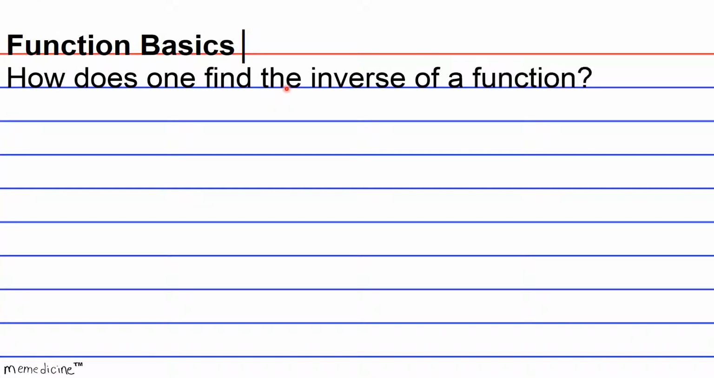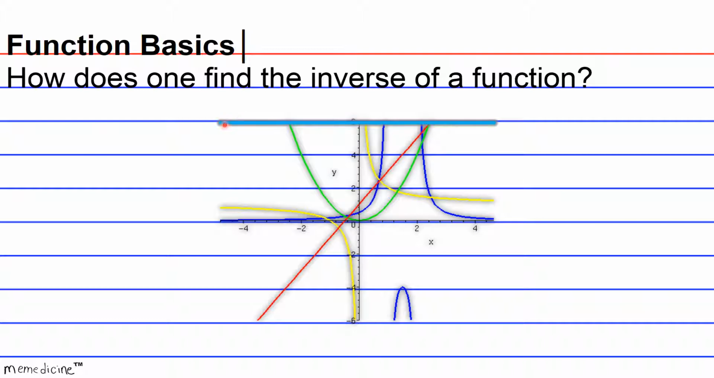Function basics. How does one find the inverse of a function? Definitely press pause if you need to, and I'll give you a moment to think. While you're thinking, there's a major caveat. The function has to be a one-to-one function. So this should really be, how does one find the inverse of a one-to-one function? And remember that a one-to-one function can be determined by the horizontal line test. That is, the horizontal line can only intersect the function at one point, like it does for the red and the yellow functions, but not for all the others.